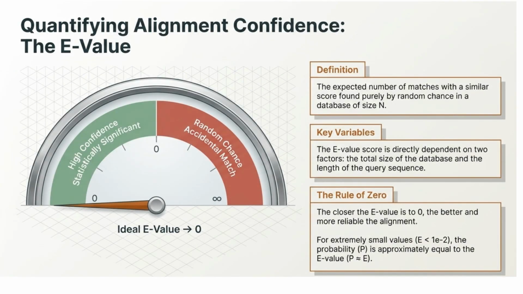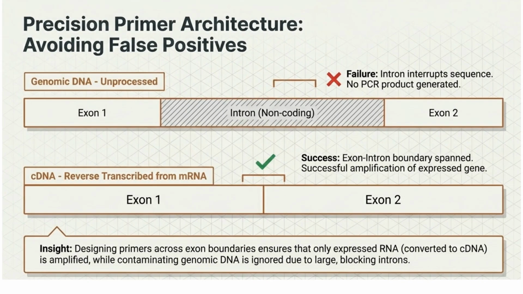To quantify alignment confidence, we use the E-value. It represents the number of matches expected by chance, with values closer to 0 indicating higher reliability. Precision in primer design helps avoid false positives. By spanning exon-intron boundaries, we ensure that only expressed RNA, represented as cDNA, is successfully amplified.